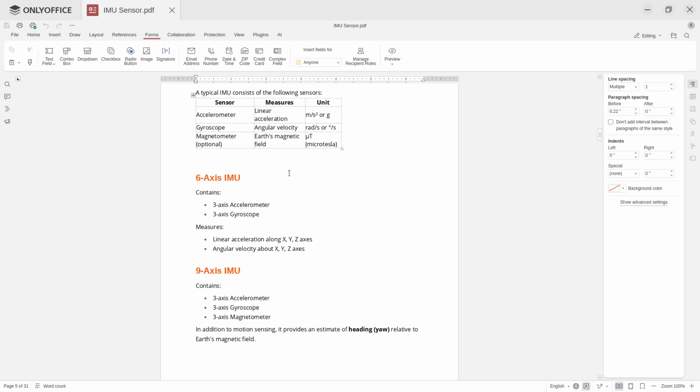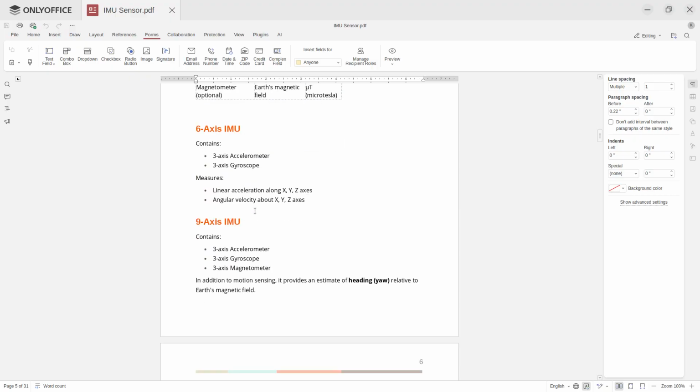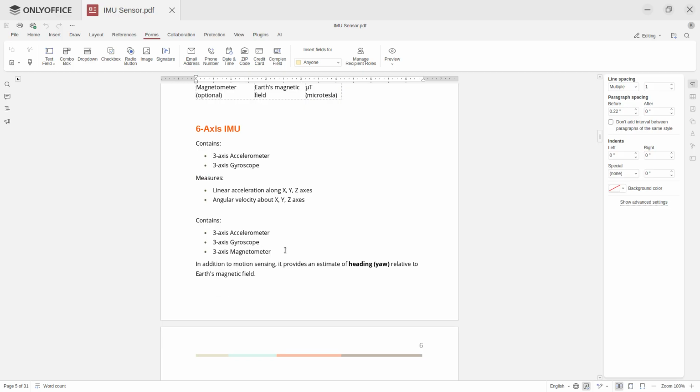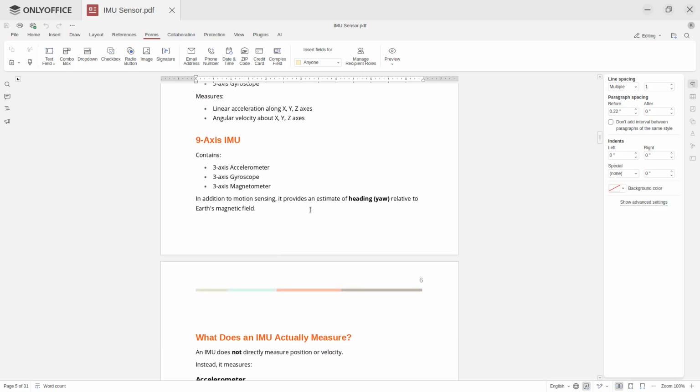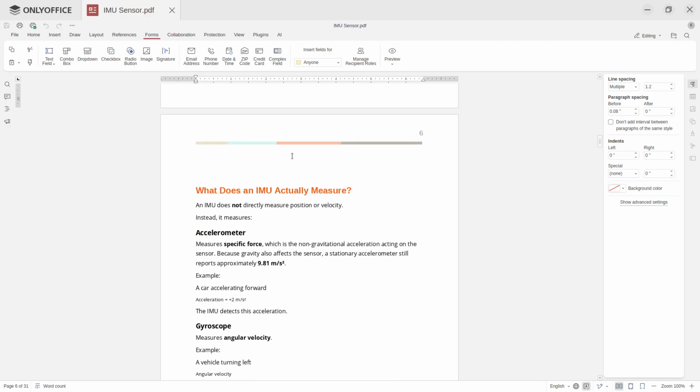Now there are types. The 6-axis IMU contains a 3-axis accelerometer and a 3-axis gyroscope. What does this measure? Linear acceleration along XYZ and angular velocity in XYZ. What about the 9-axis IMU? 3-axis accelerometer, 3-axis gyroscope, and 3-axis magnetometer. In addition to motion sensing, it provides an estimate of heading, yaw, relative to Earth's magnetic field. So this is the 9-axis IMU.